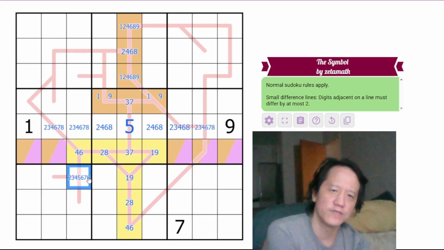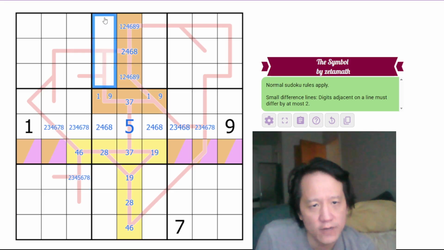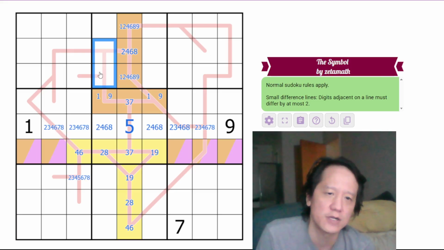We don't have very many other restrictions right now. The yellow 1 or 9, can it ever be here? Well, I mean, it has to be one of these 3. Can it ever be here is kind of the question. I think the answer to that is no.